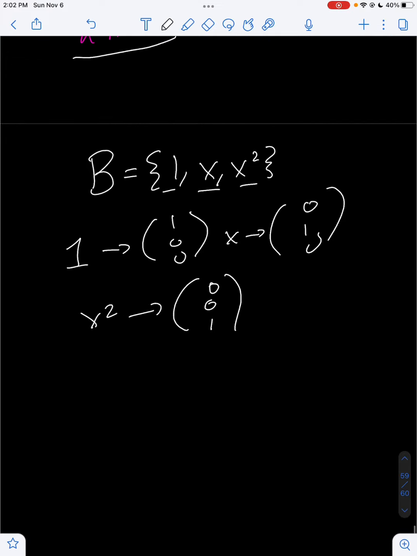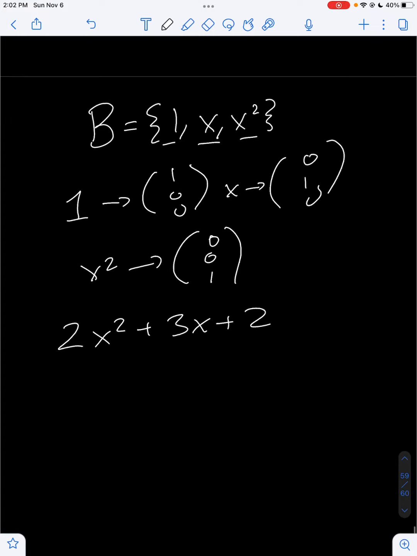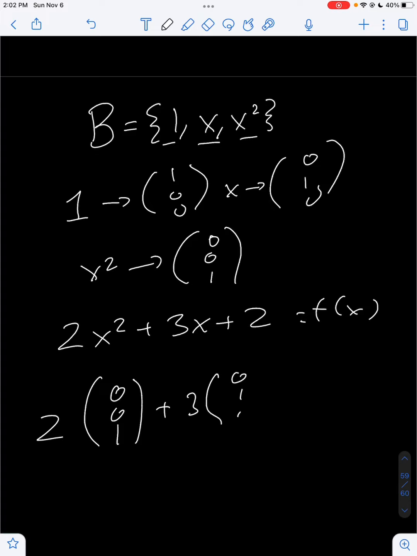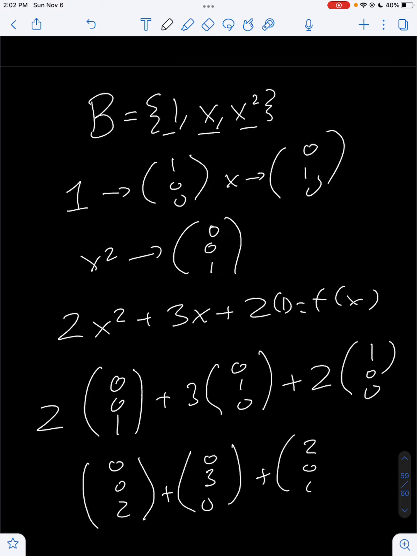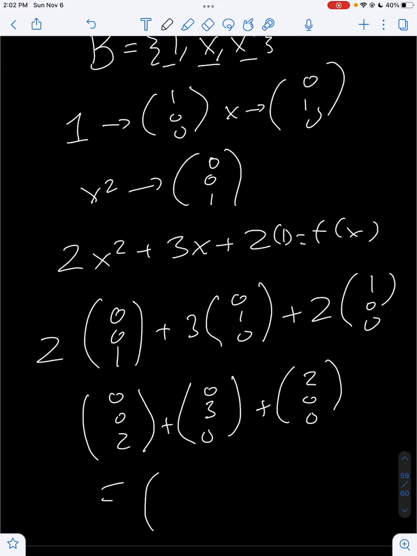Now, say we have some function 2x squared plus 3x plus 2. We can represent that function as 2 times [0, 0, 1] plus 3 times [0, 1, 0] plus 2 times [1, 0, 0], because it's just 2 times 1. That gives us [0, 0, 2] plus [0, 3, 0] plus [2, 0, 0], which just gives us [2, 3, 2].